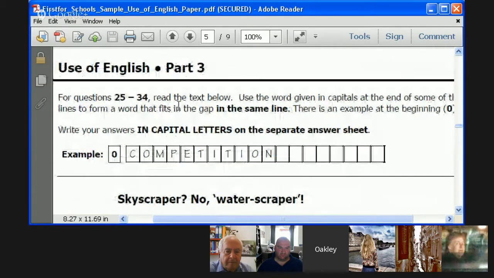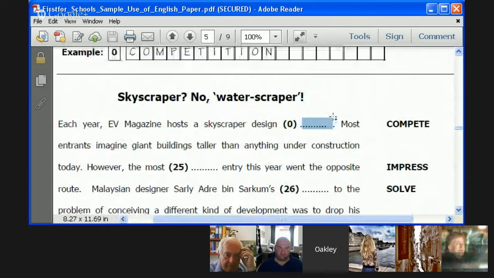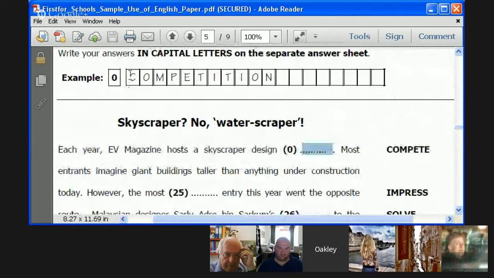Use of language, part 3, group of questions. It's got a title: Skyscraper, not water scraper. The first one is going to be done for you. Okay, competition, they're showing you how it's done. All right, so I'll do it and then I'll let Senia take over. "Each year, EV Magazine hosts a skyscraper design competition." Competition is the word. Okay, that's it. Senia, take over.